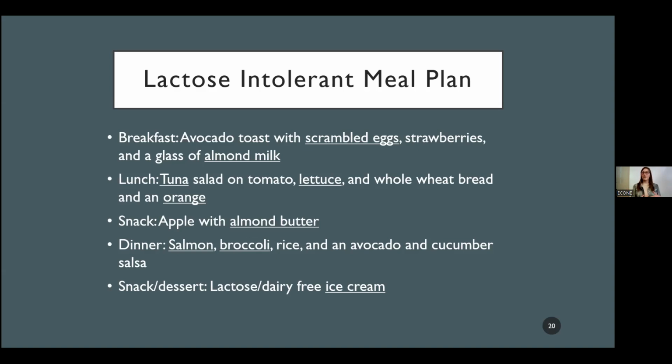For snack, apple with almond butter. The almond is the calcium rich. Dinner, salmon and broccoli are both calcium rich with rice and avocado and cucumber salsa. And then snack or before bed dessert, lactose or dairy-free ice cream.